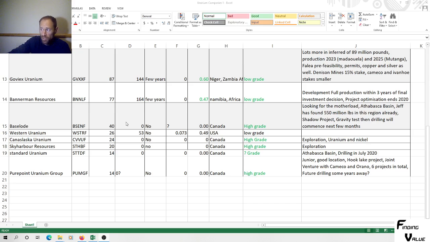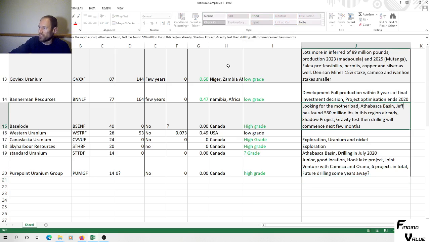I like Baselode. They're out there looking for the mother lode. They're doing gravity testing. I think they might have completed it. I haven't talked to James or asked him. I don't want to bother him, just let him work. They're going to do drilling here in January, so that might be potential if you're on the exploration side of it. That might be pretty good.